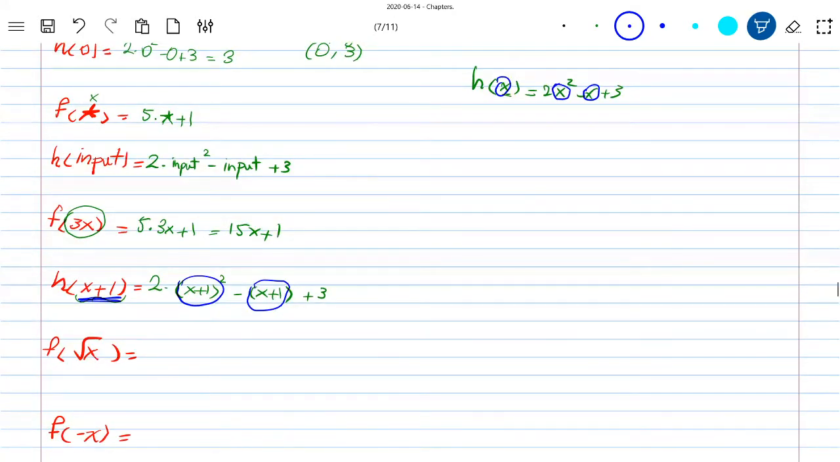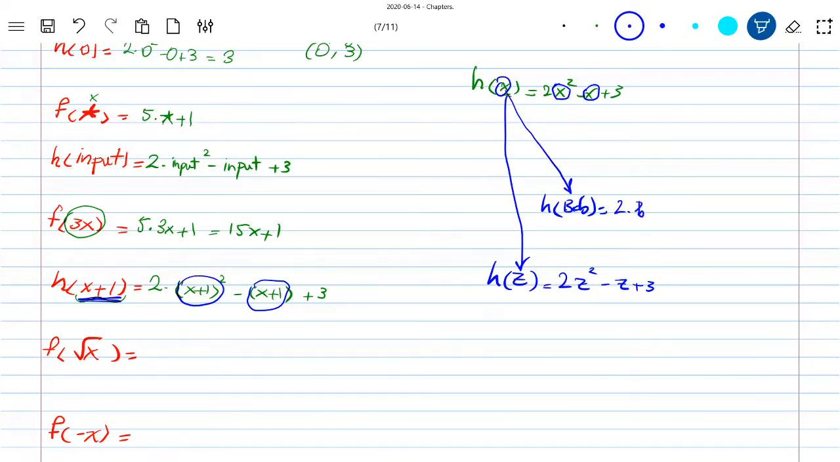What if they ask you, what is h of, let me write an example, h of z. That means instead of x, replace z as your input. You'll get 2z squared minus z plus 3. If they ask you what is h of Bob, for example, every time you see x, replace it with Bob. So I'll replace 2 times Bob squared minus Bob plus 3.